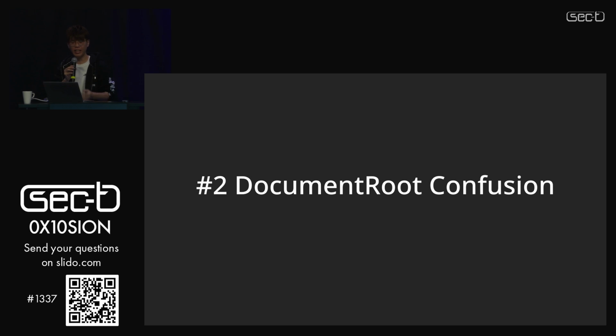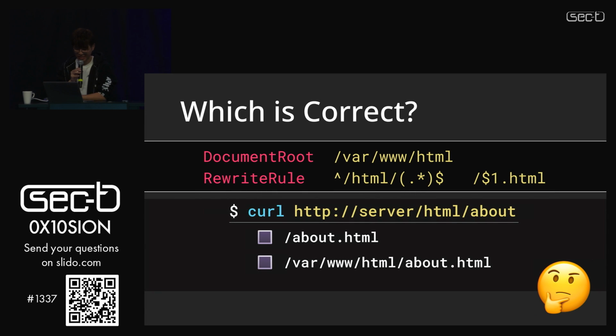The next attack we are diving into is the confusion based on the document root. First, this is a common configuration the Apache server would have to hide the file extension from the URL. So when you visit the URL server/html/about, what file do you think Apache will actually open? Is it about.html under the root folder, or the file from the document root at /var/www/html?